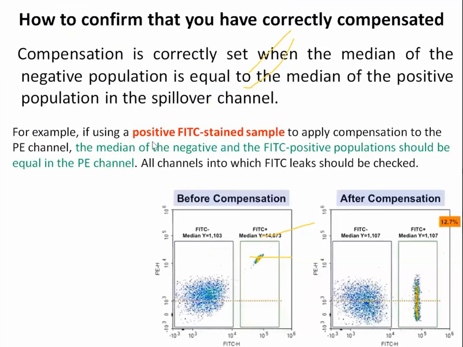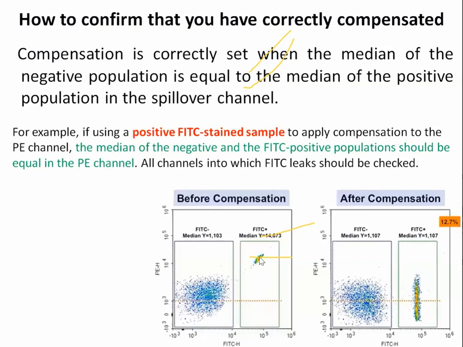So this is something which we just discussed, like how to confirm that you are correctly compensated. That is by statistics. Compensation is correctly set when the median of the negative population is equal to the median of the positive population in the spillover channel. For example, I'll tell you. So now this is FITC. FITC is spilling over into PE. FITC signal is spilling over into PE.